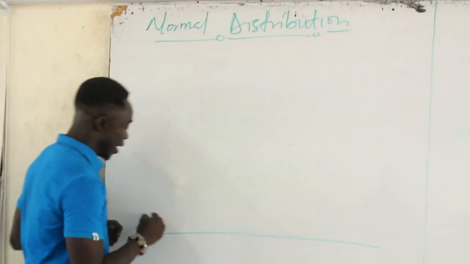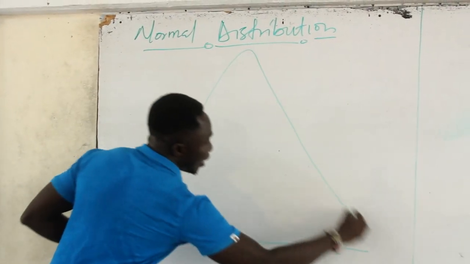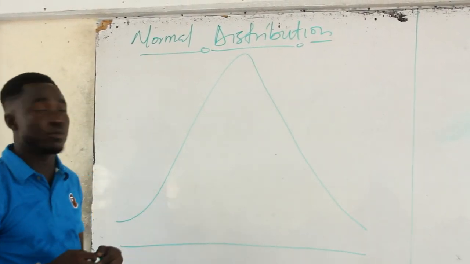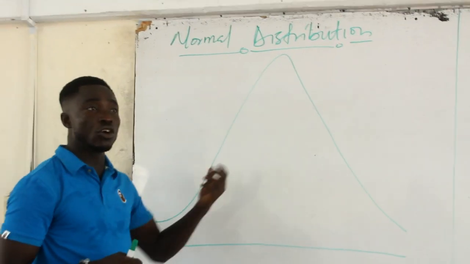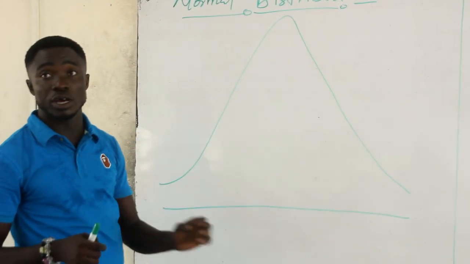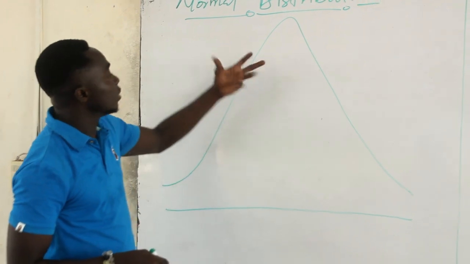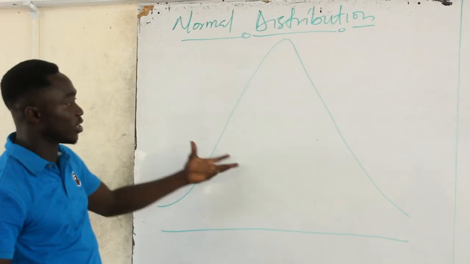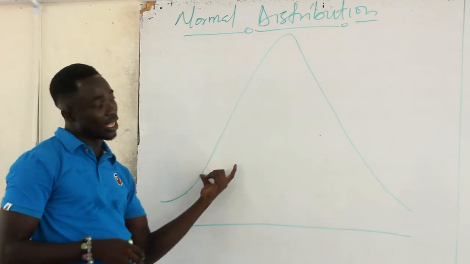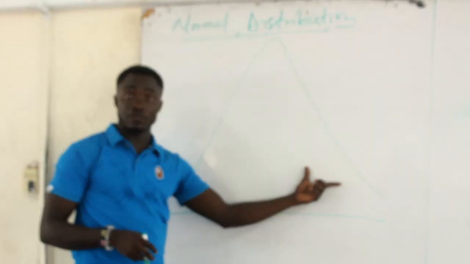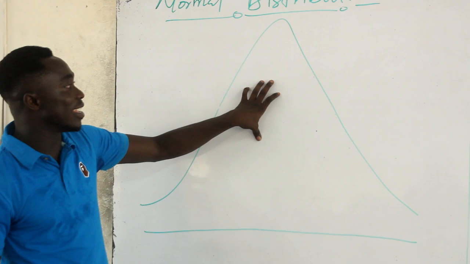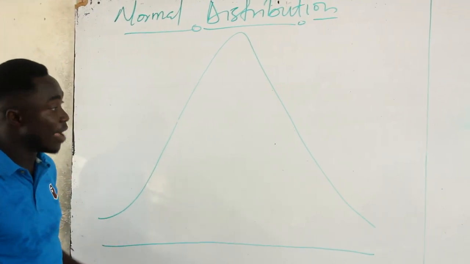Before that, I will draw a normal distribution curve. Through the normal distribution curve, we'll be able to identify all the features of normal distribution. Now, when we talk of normal distribution, as you can see from the box, it's a bell-shaped curve, okay? So one of the features of normal distribution is that it is a bell-shaped curve.